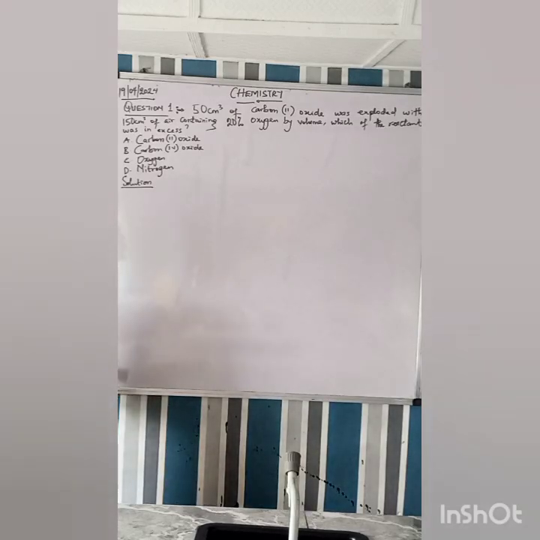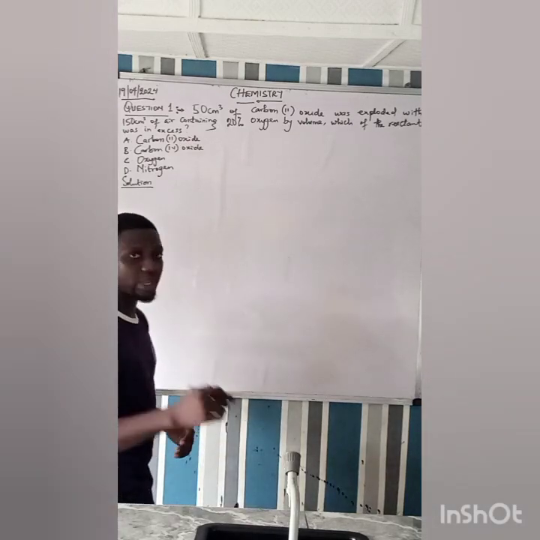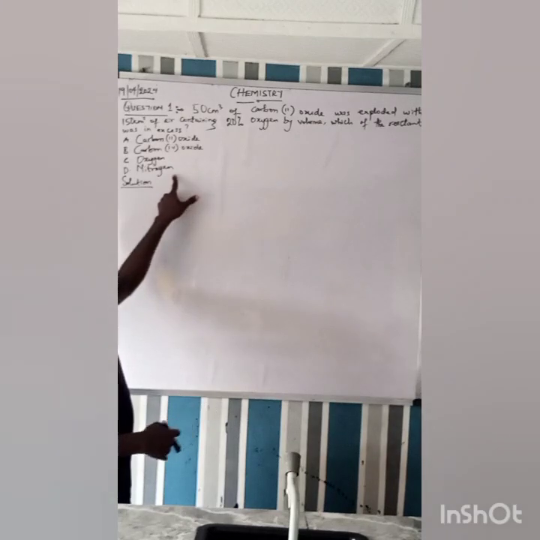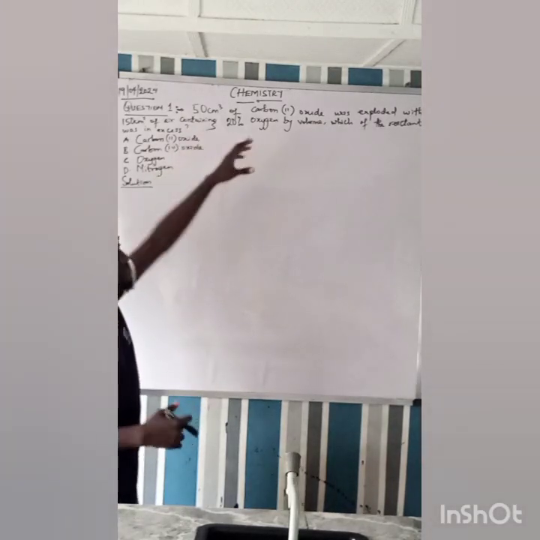50 cm³ of carbon(II) oxide was exploded with 150 cm³ of air containing 20% of oxygen by volume. Which of the reactants was in excess? So we have 4 options on the board. The first one, we have carbon(II) oxide, we have carbon(IV) oxide, and we have oxygen, and also we have nitrogen. But let me tell you, ordinarily you have to know that nitrogen is out of the question, as we are not having anything related to nitrogen in the question.